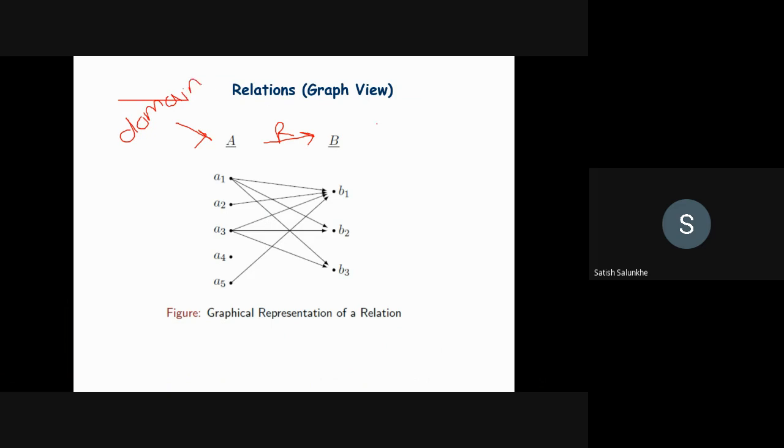And this is called the codomain of relation R. Please excuse my handwriting. I'm not able to write properly. So try to understand now what is the domain of R. Domain of R is set A. What is the codomain of R? Codomain of R is set B.